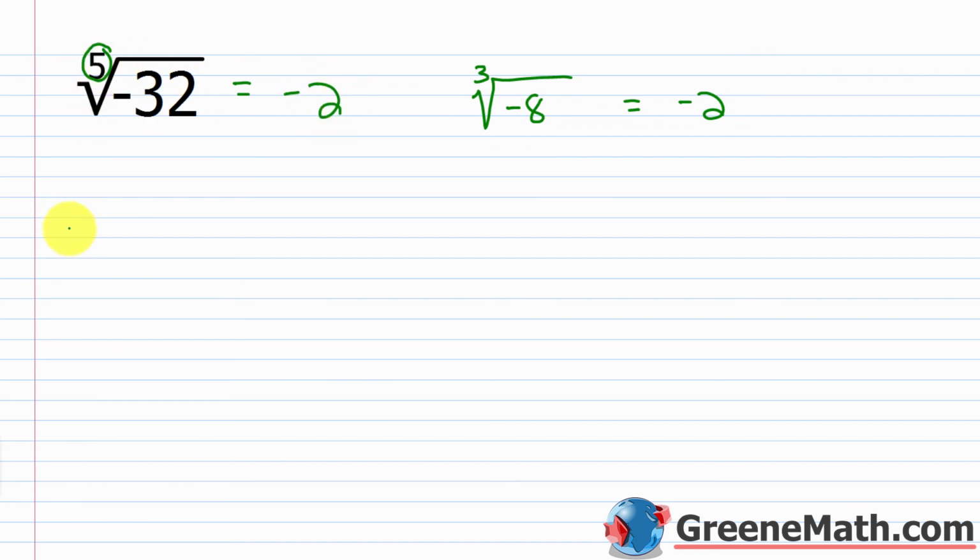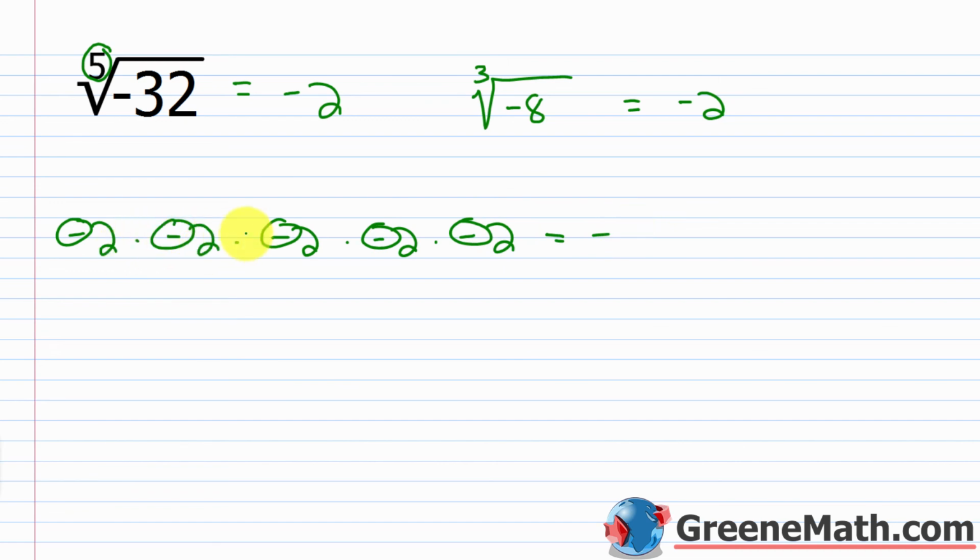To show you that, just think about negative 2 times negative 2 times negative 2 times negative 2 times negative 2. You have 1, 2, 3, 4, 5 negatives. So that's going to be a negative. And then 2 times 2 is 4, times 2 is 8, times 2 is 16, times 2 is 32. So that is negative 32. And so again, the fifth root of negative 32 would be negative 2.